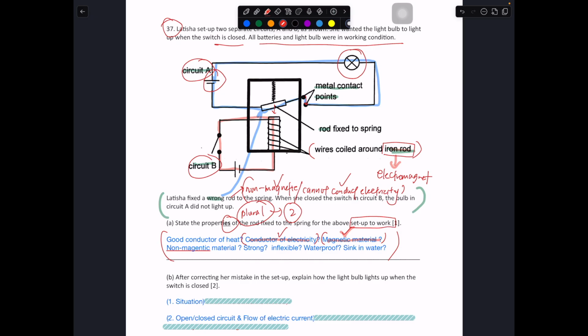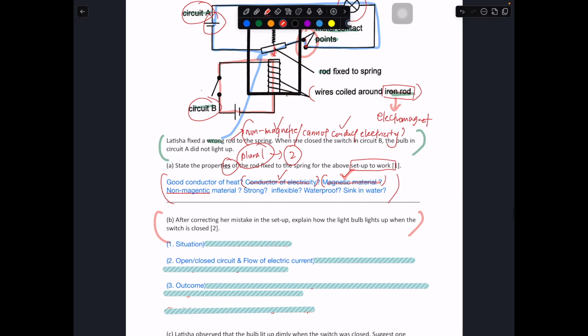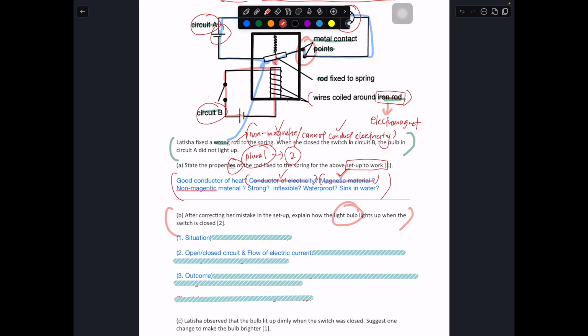Without these two properties, the light bulb will not light up, because the circuit will always remain open, as the metal contacts will never touch each other. In order for them to touch each other, we must make sure that there's attraction. So after correcting the mistakes, that means after making sure that the rod is a magnetic material and can conduct electricity, how does the light bulb light up? Your main character is the light bulb. So at the end, when you're explaining this part, you need to make sure that you talk about this.